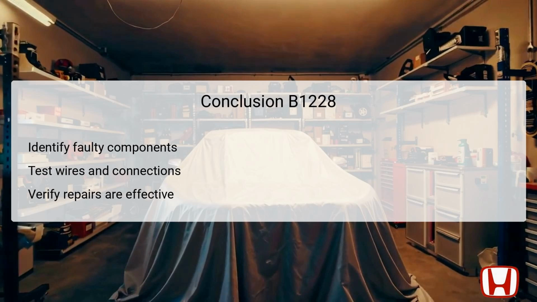Once repairs are made, verifying their effectiveness is crucial to confirm that the DTC has been cleared and that symptoms do not reoccur during subsequent vehicle operation. By following the outlined steps and maintaining preventive measures, owners can ensure their Honda Accord's climate control system operates efficiently and reliably, enhancing the driving experience.